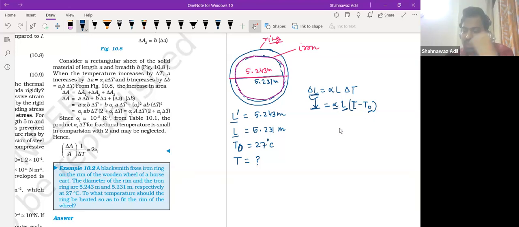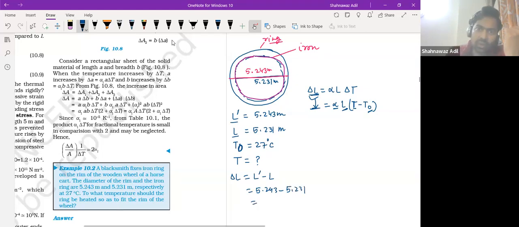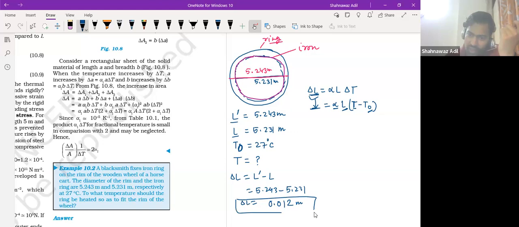Without alpha, can you guys solve this? Because delta L we can calculate. Delta L is the new length minus the original one, so this is 5.243 minus 5.231. No, we cannot calculate. We require this alpha, but they have not provided the alpha, right?